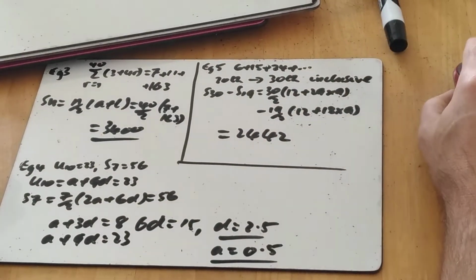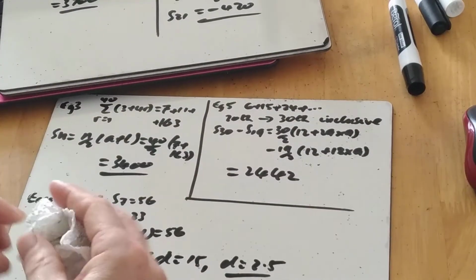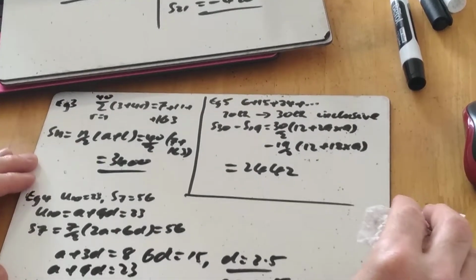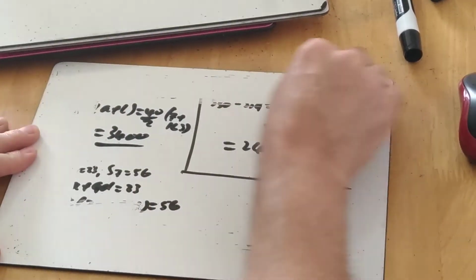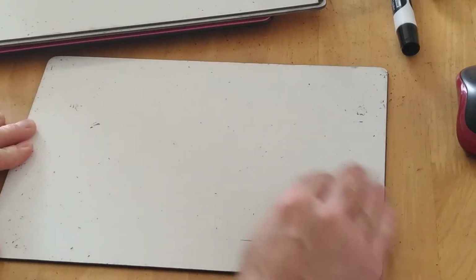I've got a couple more to do. Let's have a look at what they are. I've got them on my sheet here, so I'm going to clear all this off for now, and let's have a look at example 6.